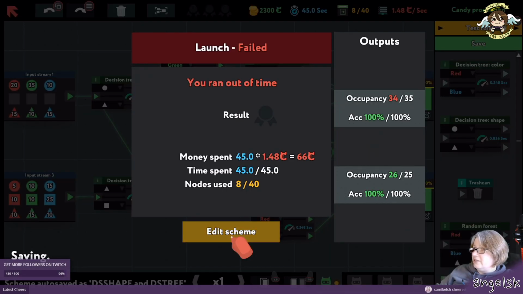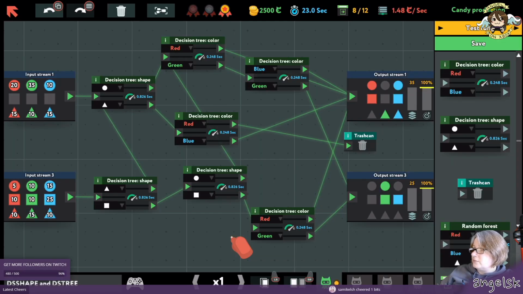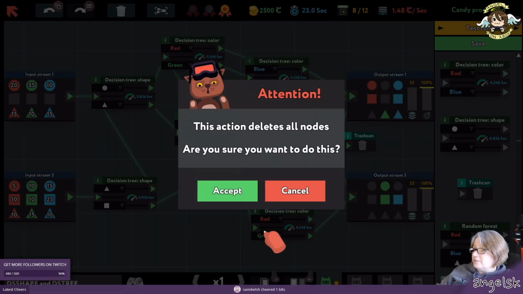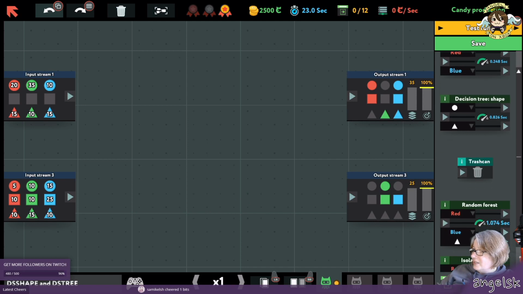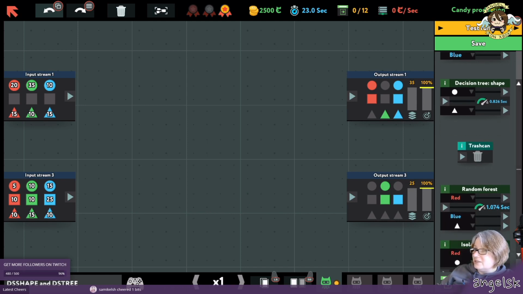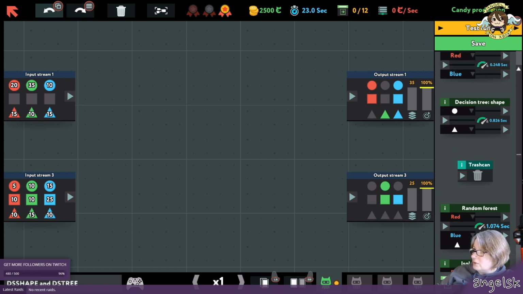Really slow. Really, really slow. You know what? Let's just start again. Can we use an isolation forest? Should we use an isolation forest? Will that make it easier?